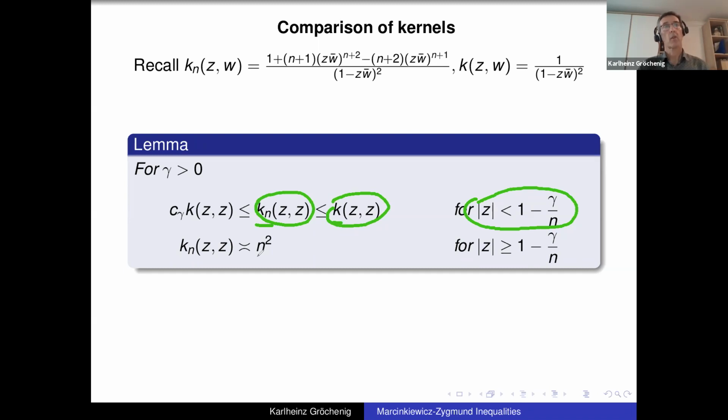Outside, so that's near the boundary of the unit disk, the intrinsic kernel behaves like n squared, whereas the Bergman kernel explodes to infinity. So in the bulk region, intrinsic kernel and Bergman kernel are comparable. Outside, they are not related at all. Again, it's important that we get the 1 minus gamma over n as the division between the bulk region and the boundary.